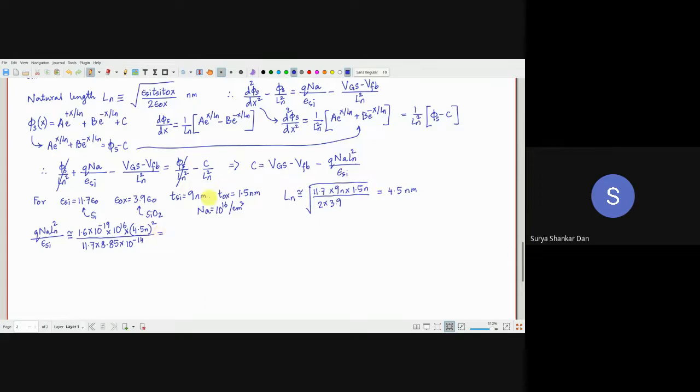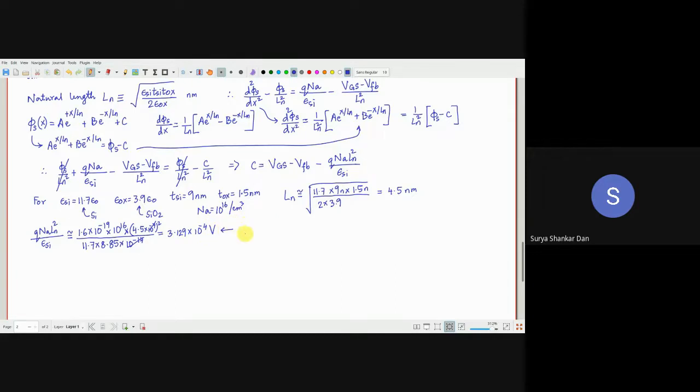Now, please note that whenever I'm writing 10 power minus 14, this is in farad per centimeter. So that means this is nanometers, how much is that in centimeters? So this and this will cancel. You will essentially be having 3.129 10 to the power of minus 4. What will be the unit of this? VGS unit is volts, VFB in volts. This is also going to be in the same order, that is in volts.